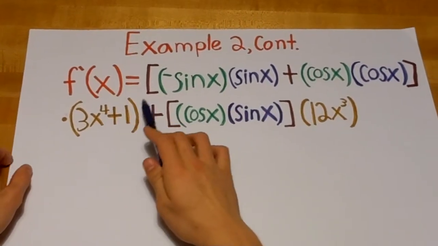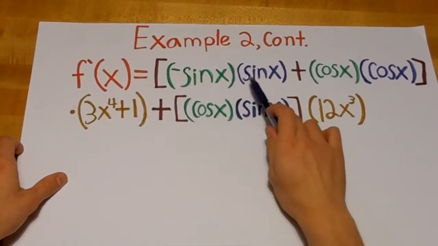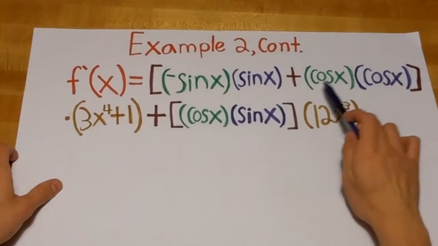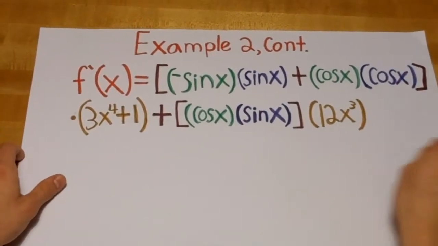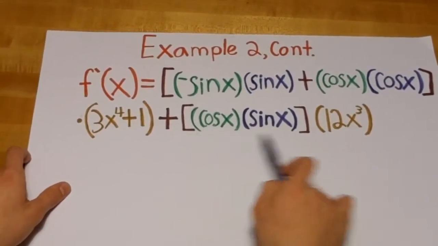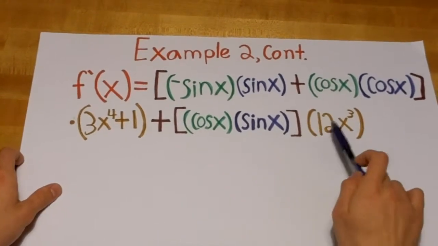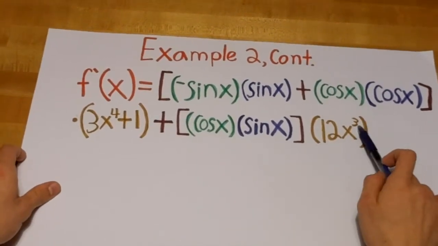So, f prime of x is equal to what we had before, the bracket of negative sine of x times sine of x plus cosine of x times cosine of x. All that is multiplied by 3x to the 4th plus 1. And then we had cosine x times sine x originally. That bracket is multiplied by 12x to the 3rd.